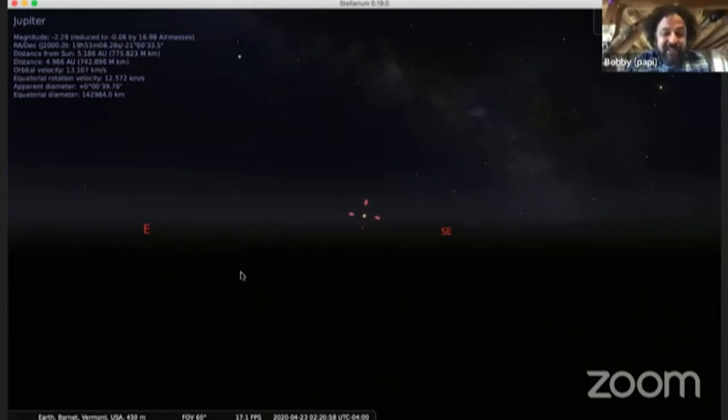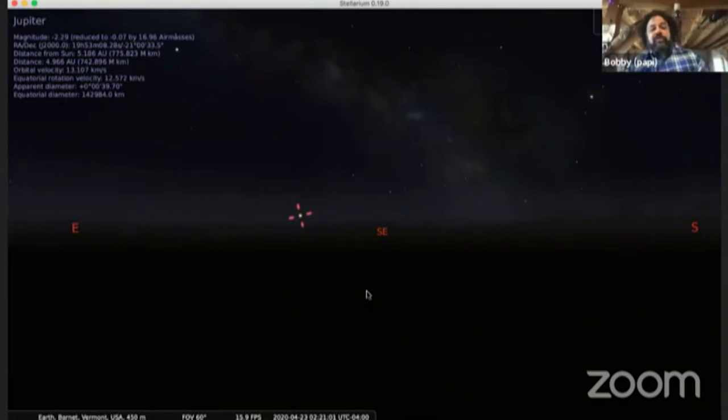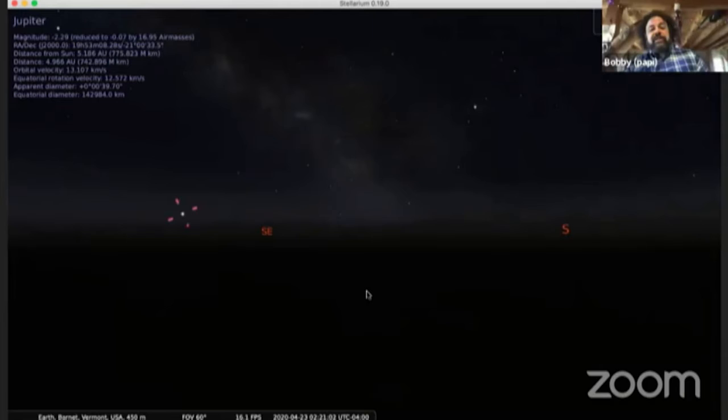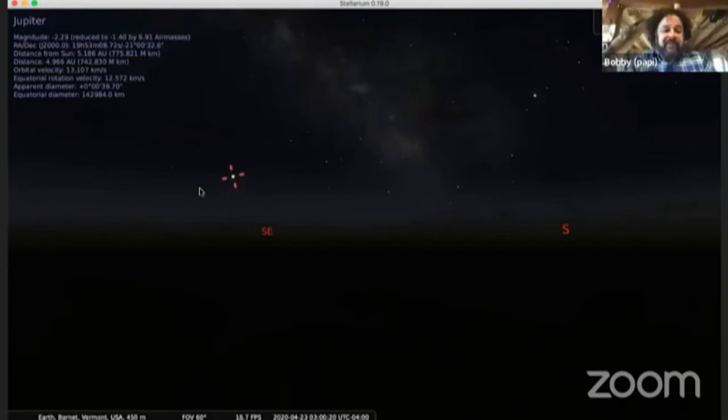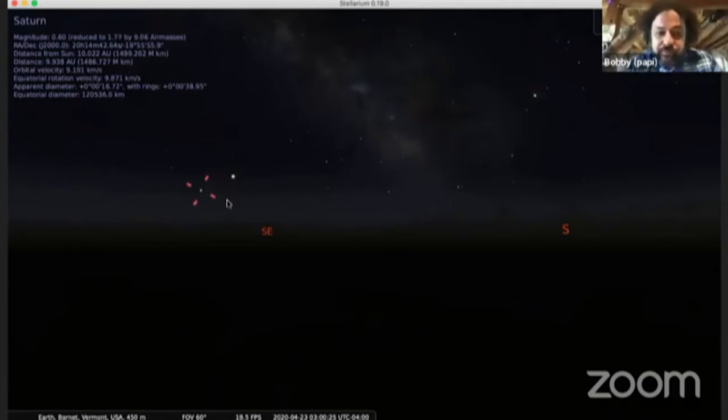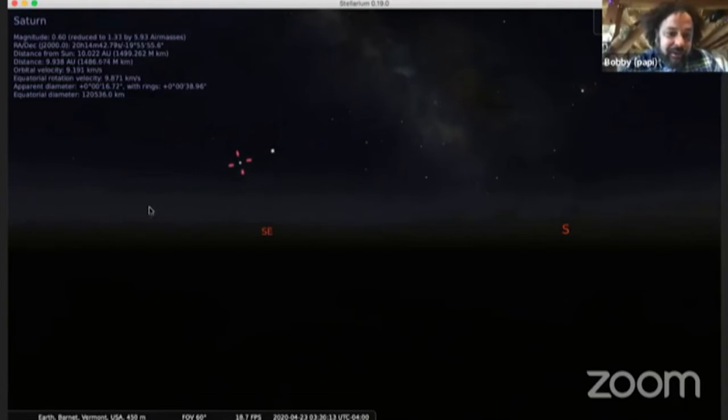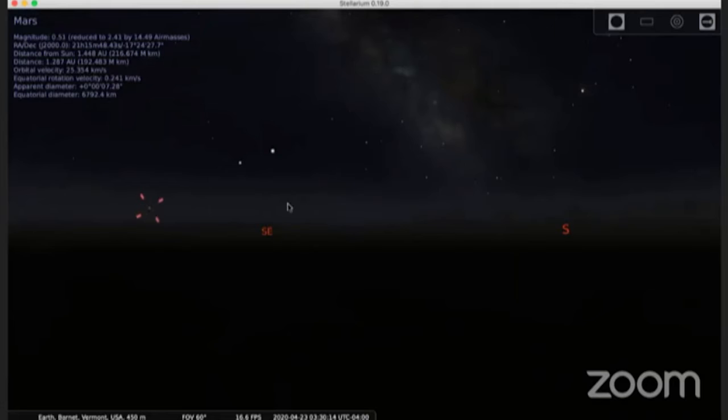Jupiter will be rising at around 2:20. Your parents will not thank you for waking them up at that time. But look what's right next to it. Is this the eye of our smiley face? Right here, it's Saturn. And then do you see them? A little bit later, Mars.